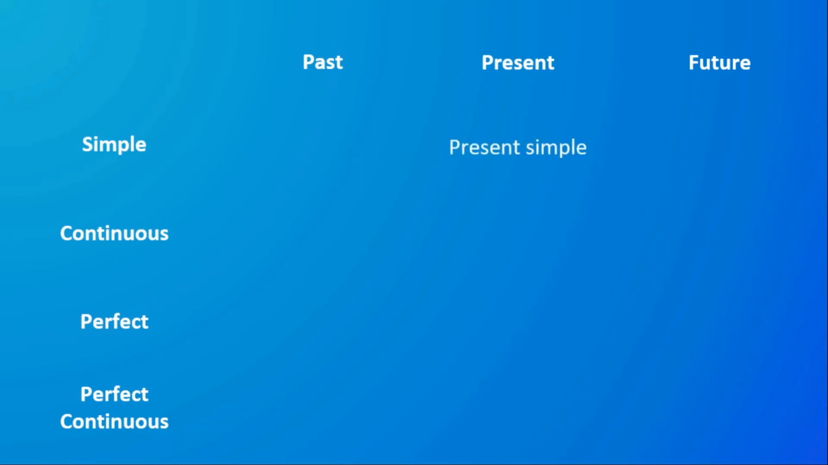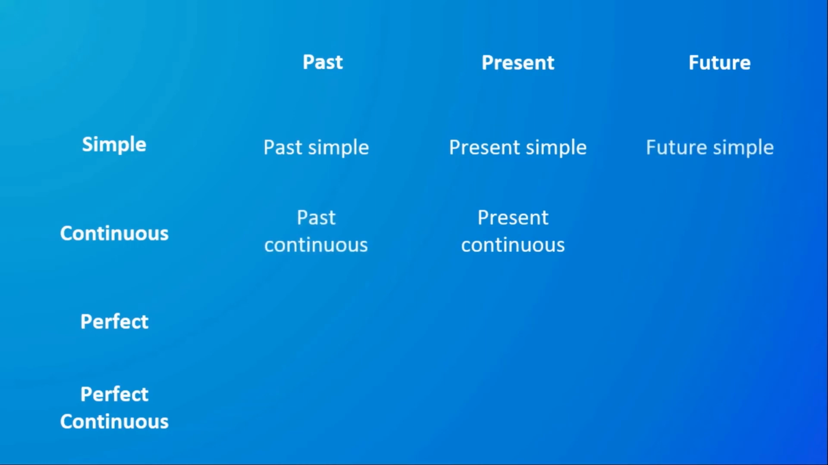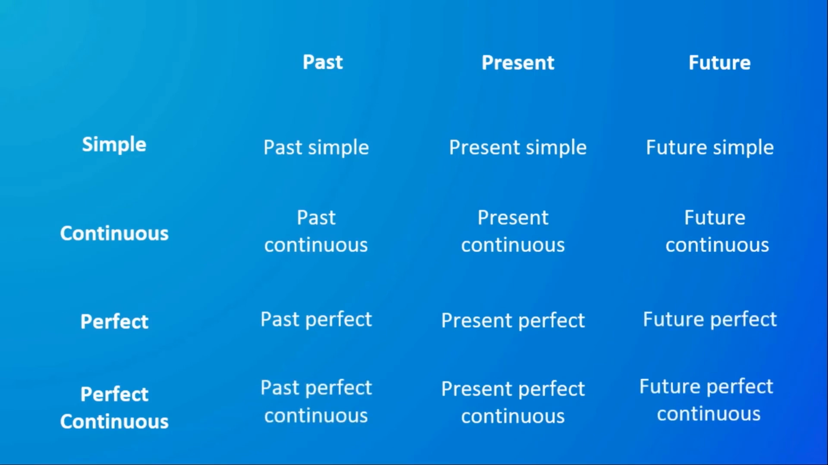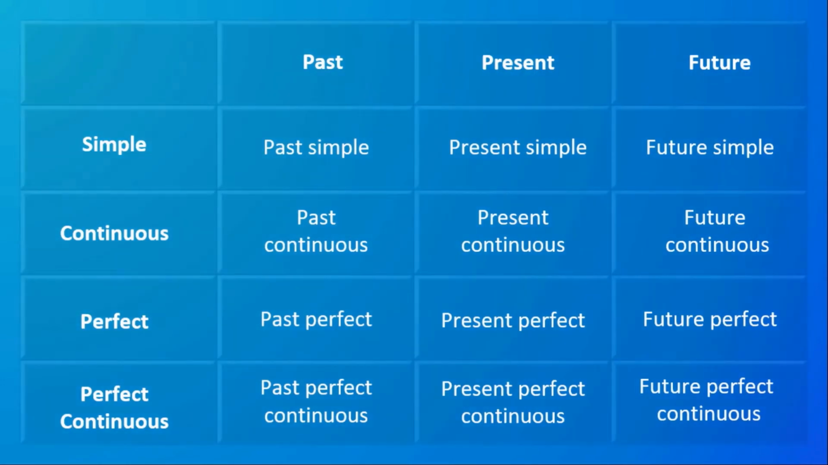Present simple, present continuous, past simple, past continuous, future simple, future continuous, present perfect continuous, past perfect continuous, future perfect continuous. So these are the 12 verb tenses that we have in English.